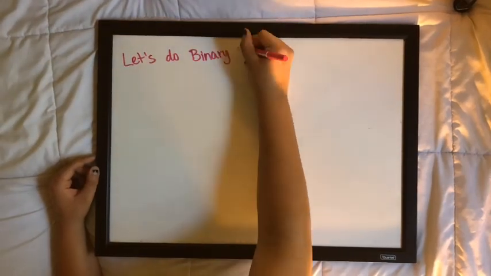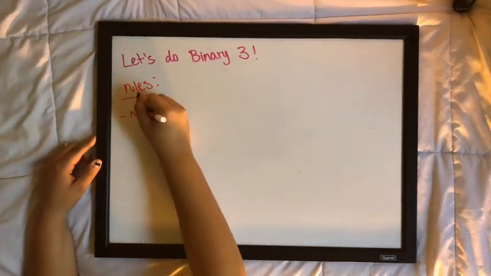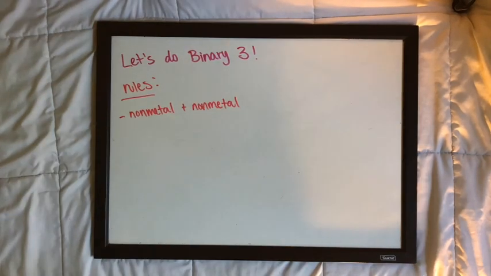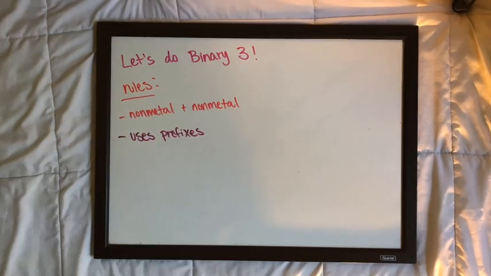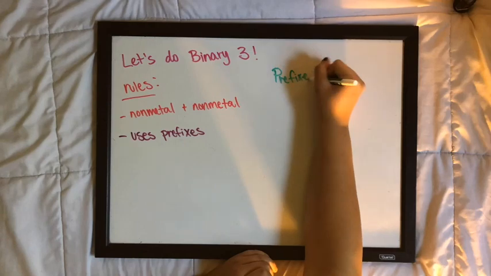Alright, cool cats, now let's move on to binary 3. Let's go over some rules. First rule is that it's a nonmetal plus a nonmetal, so it's going to have to use prefixes. So now let's go over the prefixes.